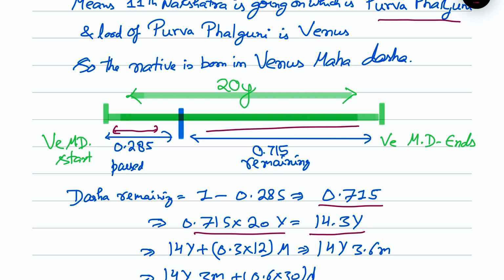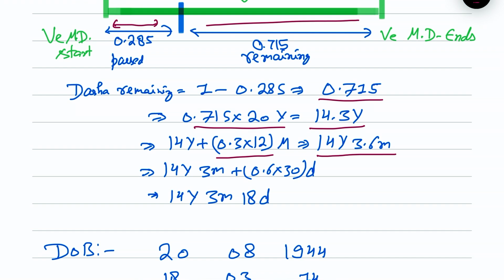We take the 14 years, and 0.3 can be converted into months by multiplying by 12. So it is 14 years 3.6 months. So it is 14 years 3 months, and 0.6 can be converted into days as 18 days, as 1 month is equal to 30 days. So the dasha remaining after the birth is 14 years 3 months and 18 days.